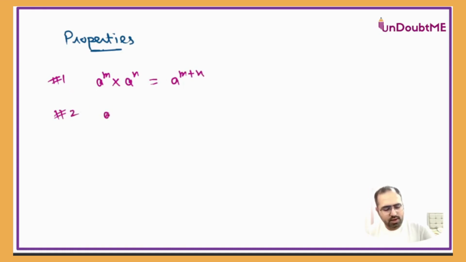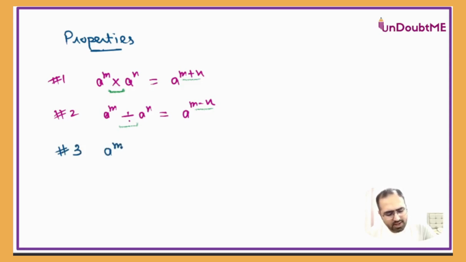Number two, a to the power m divided by a to the power n is equal to a to the power m minus n. You just see the sign carefully. If there's a multiply sign over here, then powers will be added. If there's a division sign over here, then powers will be subtracted. With practice, gradually, we will learn that.